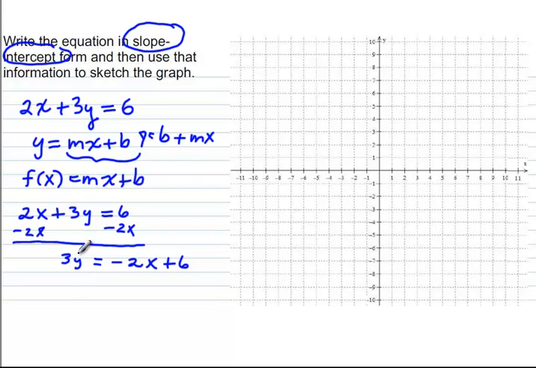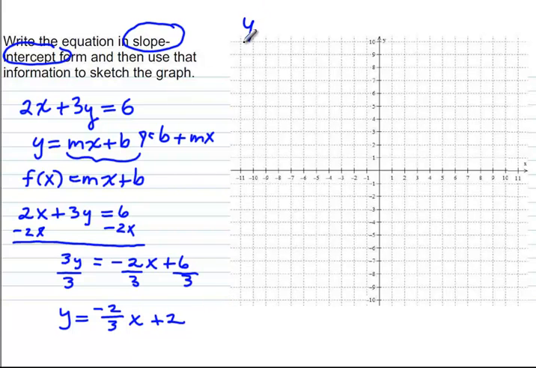Now the only thing I need to do to isolate this y term completely, to get a coefficient of 1, is divide by 3, and on this side of the equation you have to divide all the terms by 3, not just the first one, but both terms. And so our equation is y equals negative 2 thirds x plus 2, because we're dividing.